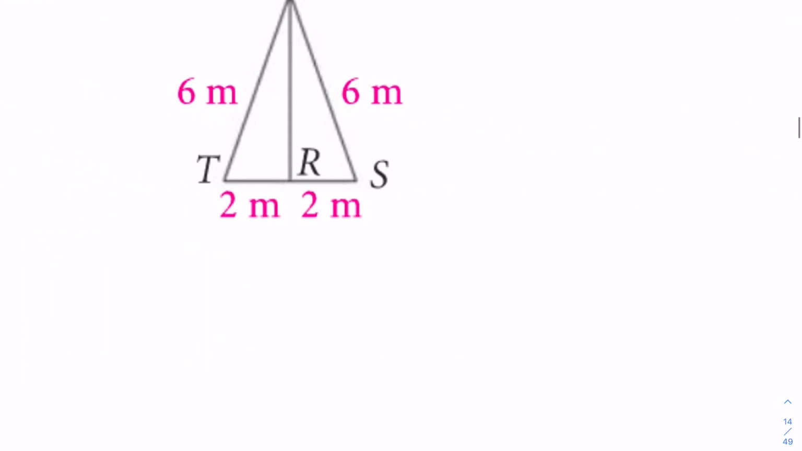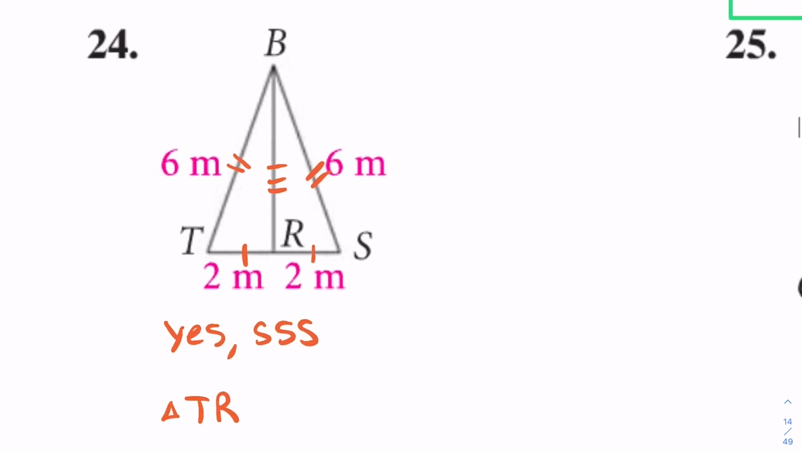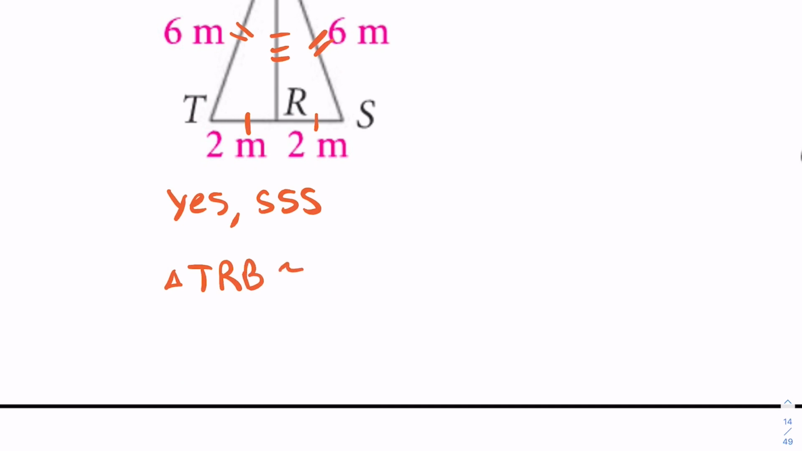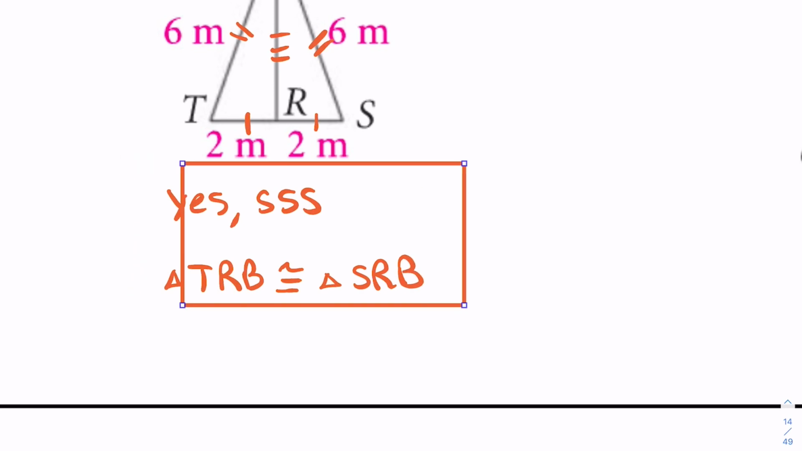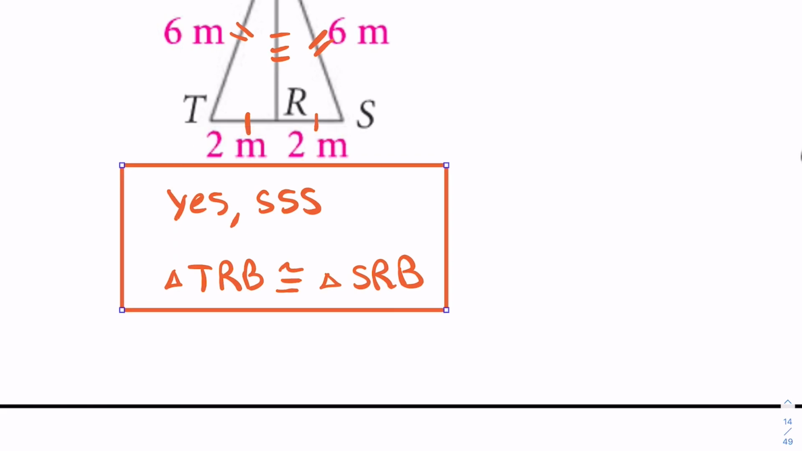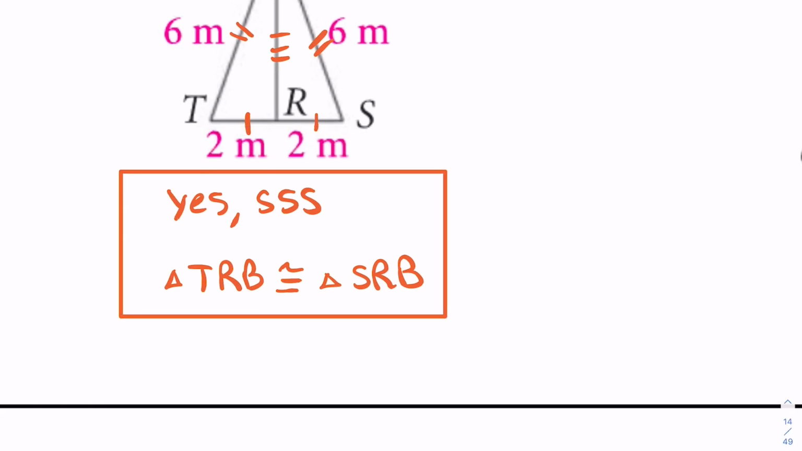All right, this one we have this and this. We have this and this because they share that side. So yes by side, side, side. And so I'm going to say triangle TRB is congruent to triangle SRB. And there we go.